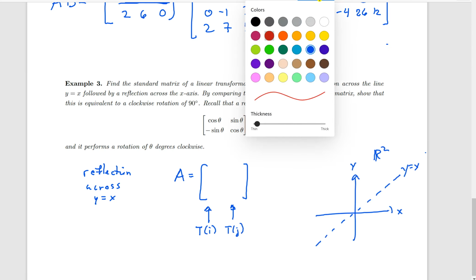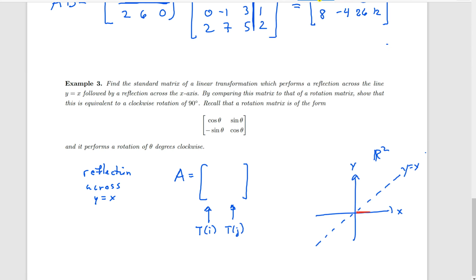Draw a vector i like this. Try to see, if you reflect that vector or that point across the line y equals x, where is it sent? That should be the first column of A. And then do the same with j, and try to figure out where that point is sent, and that's your second column. So pause and come back.